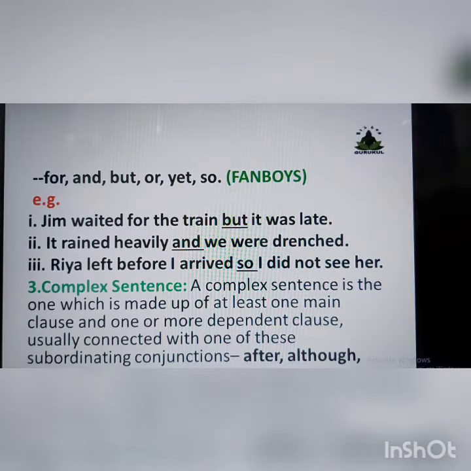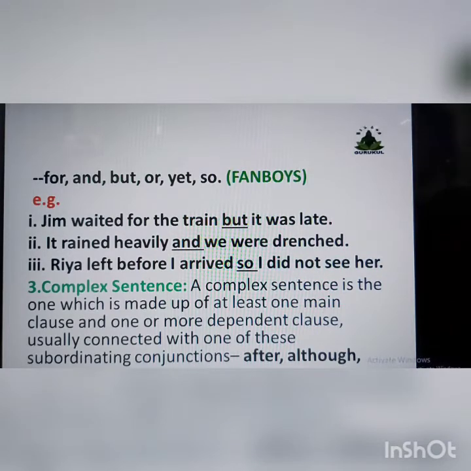The first one is, Jim waited for the train but it was late. Jim waited for the train is one simple sentence and it was late is another simple sentence which is joined by a coordinating conjunction but. So it has become a compound sentence. Jim waited for the train but it was late.